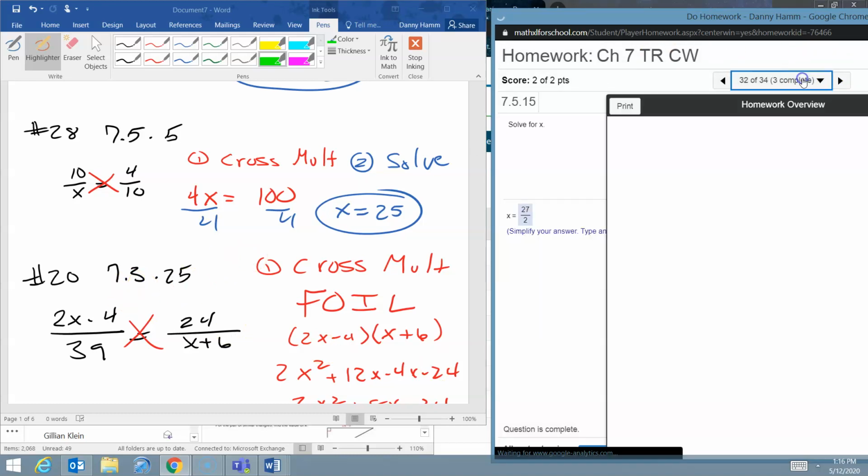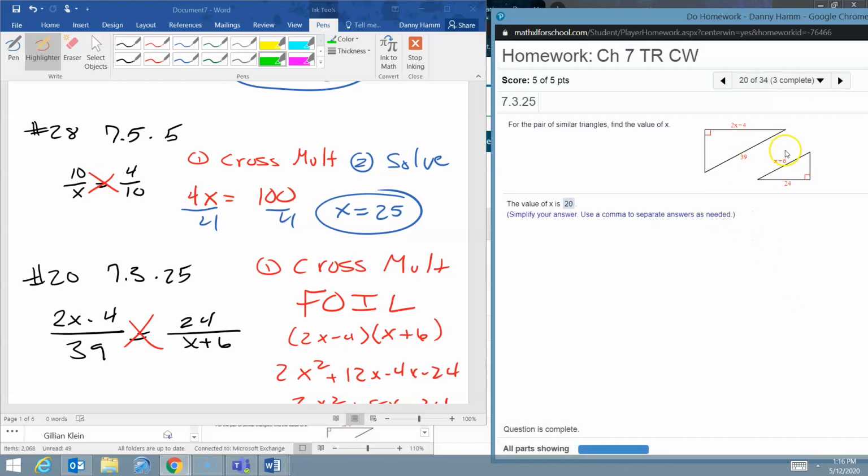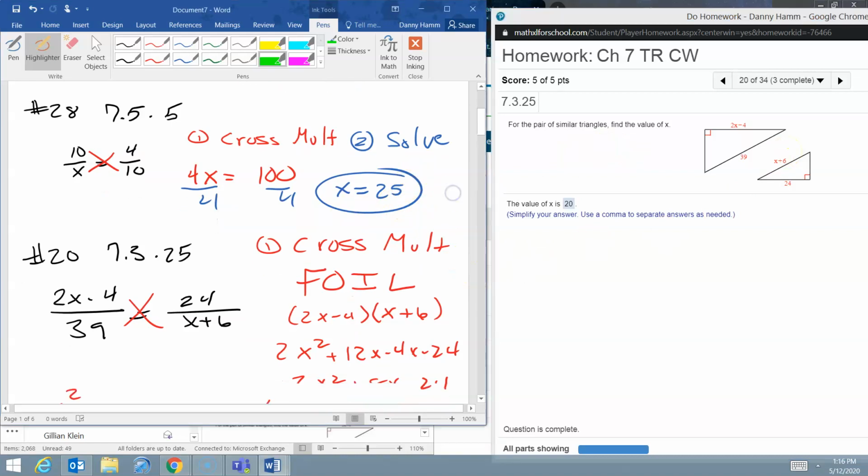And our last problem, number 32, which is 7.3.25. Well, I'm sorry, number 20. It's 7.3.25. We have this setup. Same thing here, we're setting up ratios.